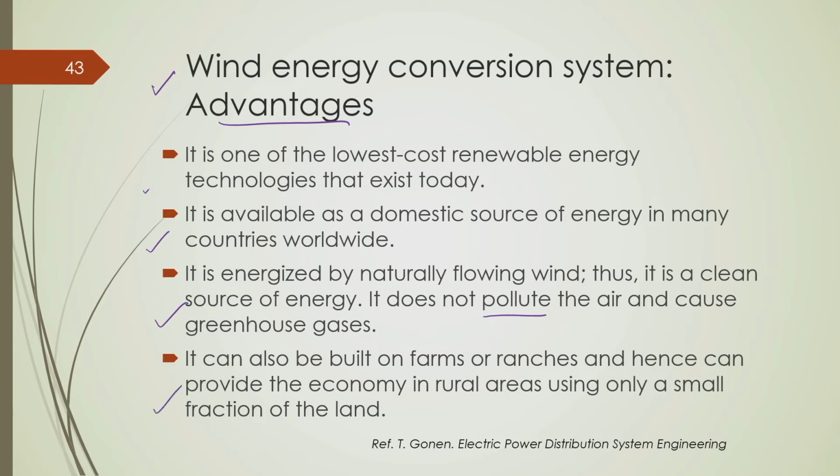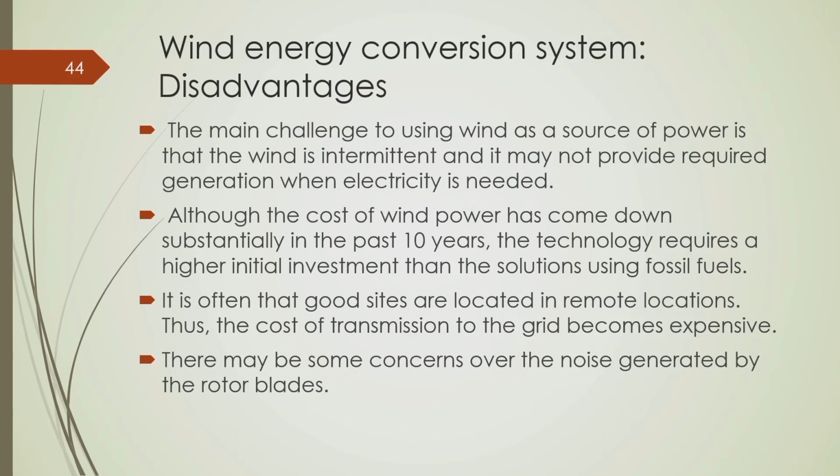So, it can be integrated into rural areas to improve the power supply. But there are some challenges as well. First is wind is intermittent. Okay. So, there is intermittency of the generation and variability of the generation for wind energy system.